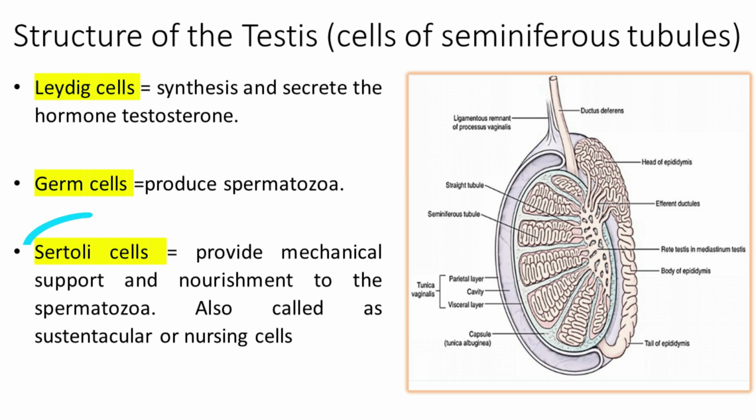The third cells are Sertoli cells. They are also called sustentocytes. These cells surround the spermatogenic cells and they provide mechanical support and nourishment to the spermatozoa. Sperm cells in their various stages of development are stored in the spaces between the Sertoli cells.